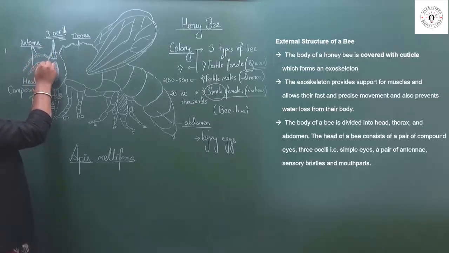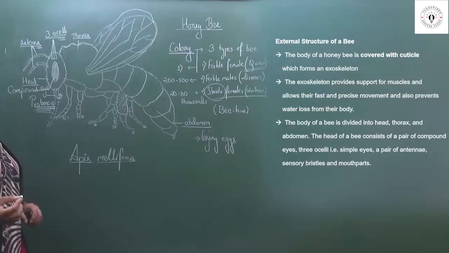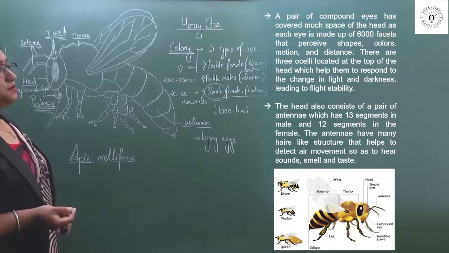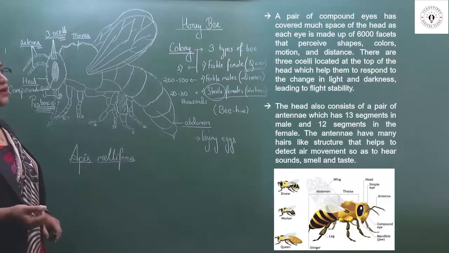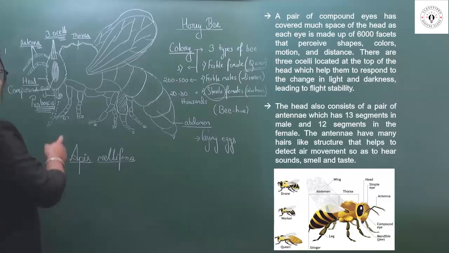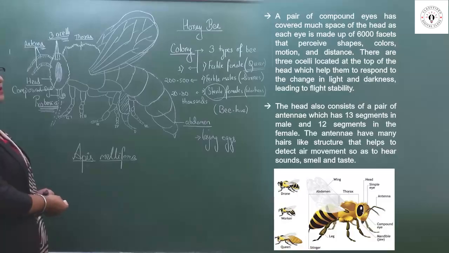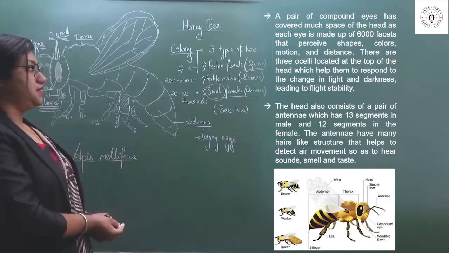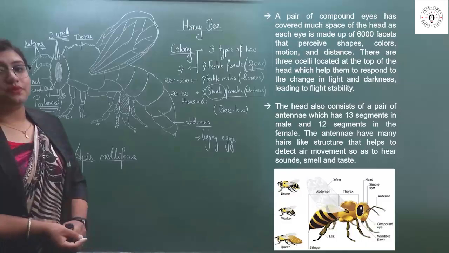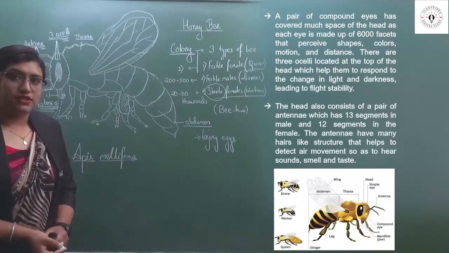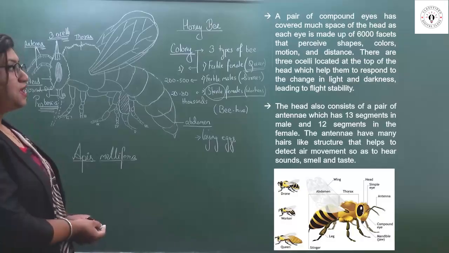That is why it is one of the most important sense organs. Next, the compound eye actually covers a large space in the head. We have already discussed that. There are altogether 6,000 facets in that eye, and it perceives shapes, colors, motion, and distance.